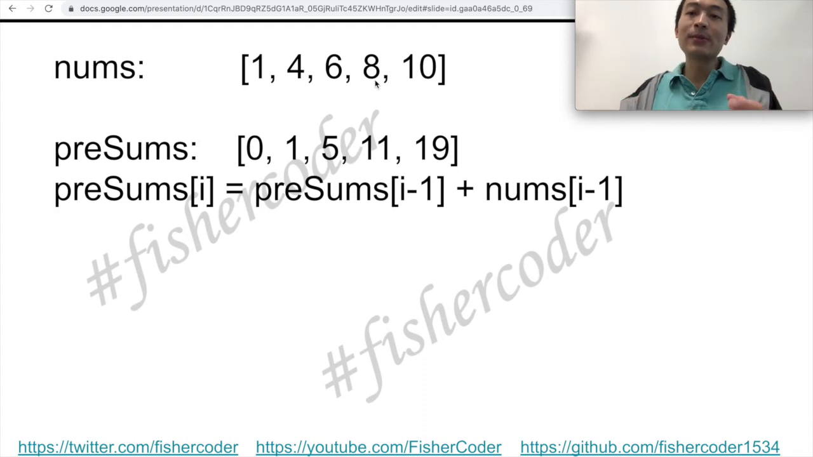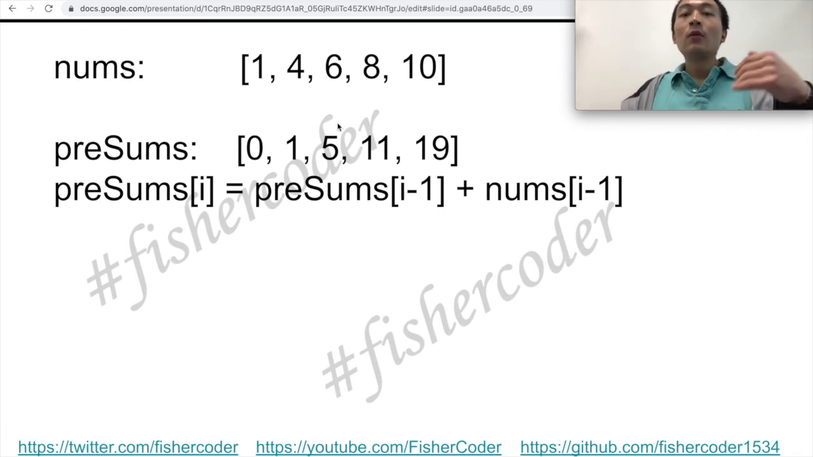So now we have the presums. What does this presum mean? This presum means all of the sums prior to the current element, right? So all of the sums all the way up to this point, not including this one, is 5. 1 plus 4 is 5. That's why this one is 5, right?